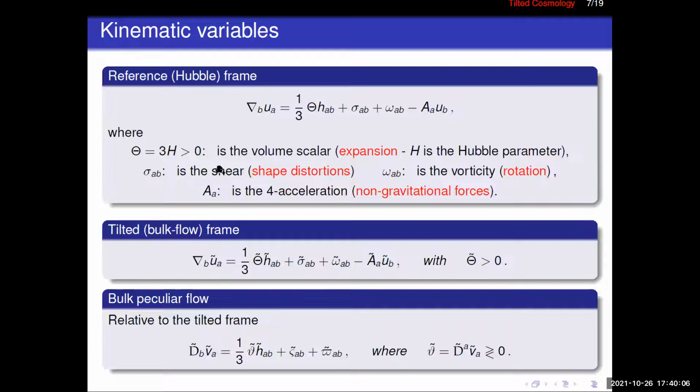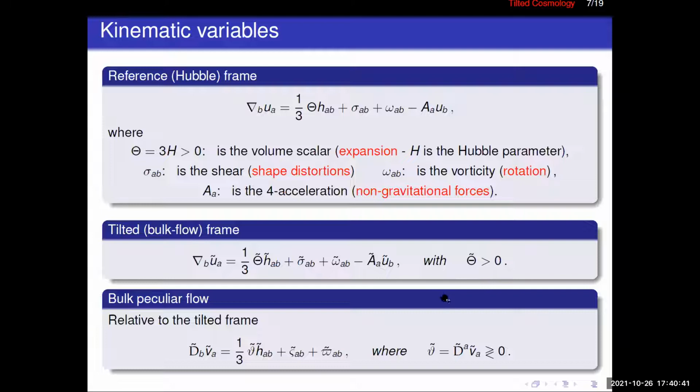The shear, shape distortions, the vorticity, rotation, and the four acceleration tells you whether there are in action non-gravitational forces or whether the world lines of the observers are non-geodesics. And of course, we are in an expanding universe, so this theta is positive always, and it is related to the Hubble parameter through this simple expression. And of course, there is a similar decomposition for the four velocity of the bulk flow with the corresponding theta, sigmas, omegas, and capital A's. And again, this tilde theta is positive since we are in an expanding model.